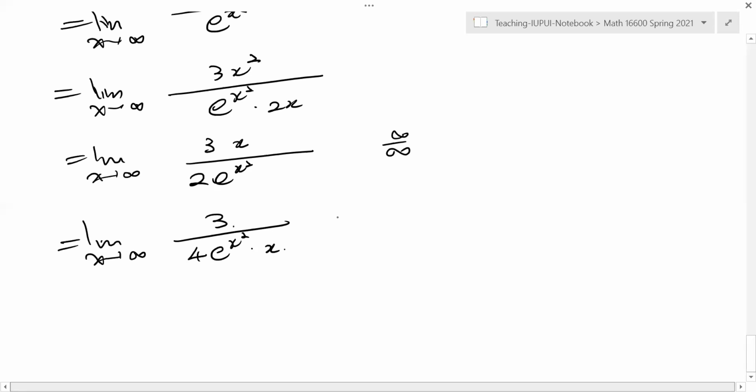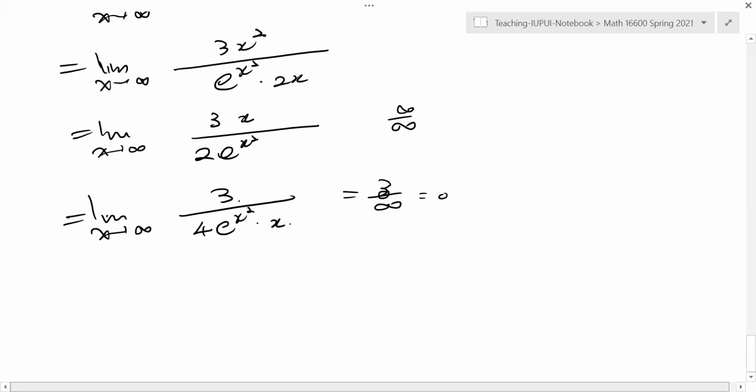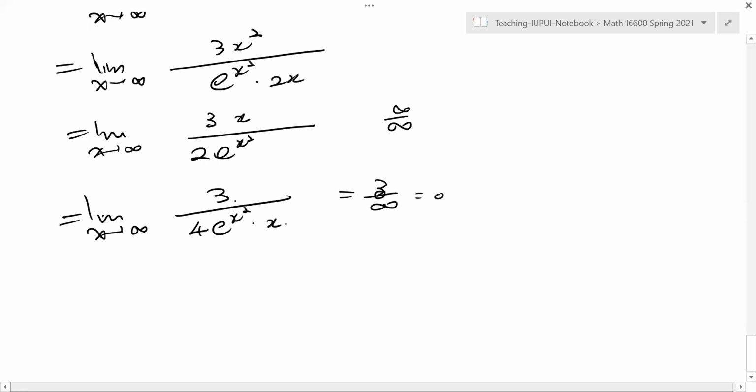All right, so now it's clear it's going to be 0. Some may still write 3 over infinity, that's going to be 0. That makes sense. But infinity over infinity does not mean equal to 0 or 1. So sometimes when the function is just a product, you have to change it to a quotient in order to apply L'Hopital's rule.